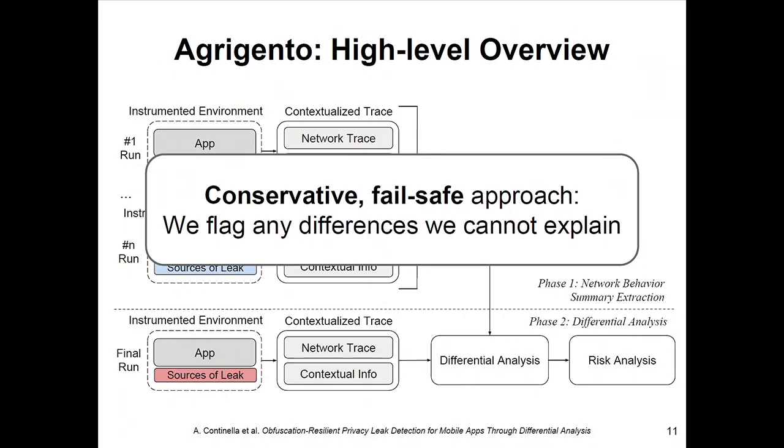And it is important to notice that we use a conservative and fail-safe approach. That means that we flag anything that we cannot explain. So even when we fail, so there is some kind of non-determinism that we cannot explain, our tool will raise an alert and will consider the difference as a potential leak. So in this case, everything that we cannot explain will result in a false positive, but not in a false negative.